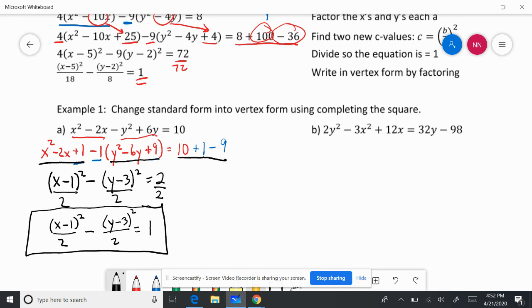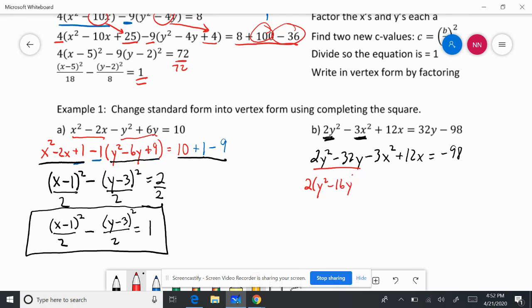Now, looking at letter B, notice that our y squared is positive and our x squared is negative. So we're going to keep our y squared first and our x squared second. We're going to rearrange the equation. So we have 2y squared minus 32y minus 3x squared plus 12x. And that's equal to negative 98. What we're going to do is we're going to factor out a 2, and that gives us y squared minus 16y. We're going to factor out a negative 3. That gives us negative 3x squared minus 4x, and that's equal to negative 98.